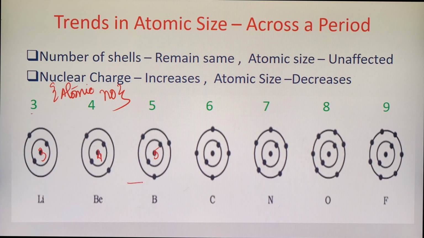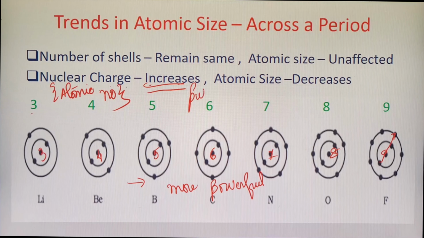So what is happening here, children? As I am moving from left to right, the nucleus is becoming more and more powerful. It's like 3 people are trying to pull an electron. Here 4 are trying to pull. Whereas when you come to fluorine, 9 people are trying to pull the electrons. So what is happening here, children? The more powerful the nucleus, the more nuclear charge. As the nuclear charge increases, the more will be the pull.